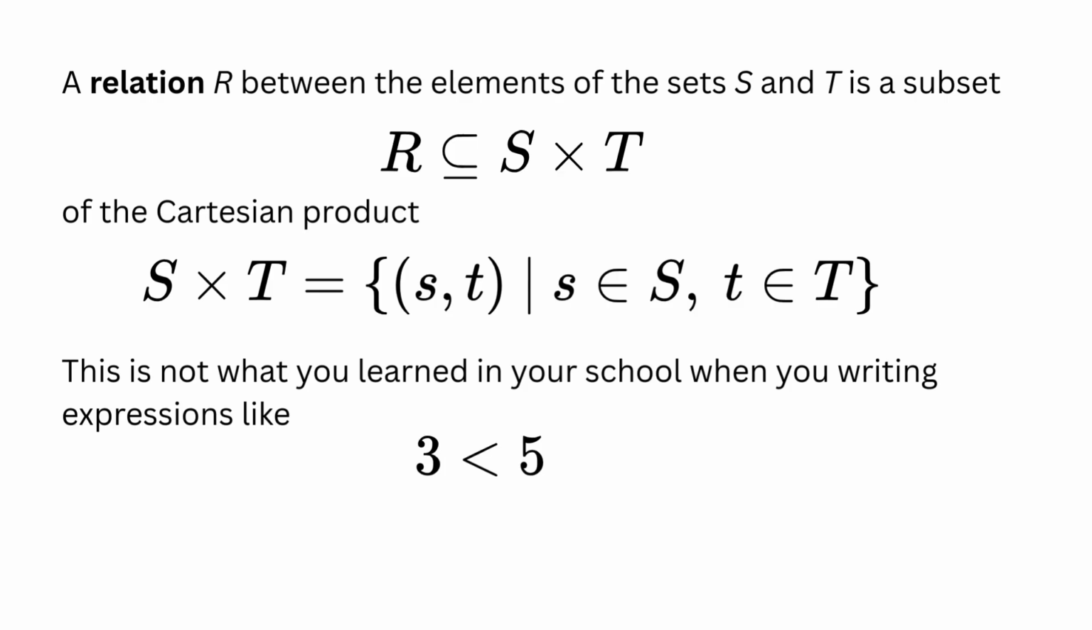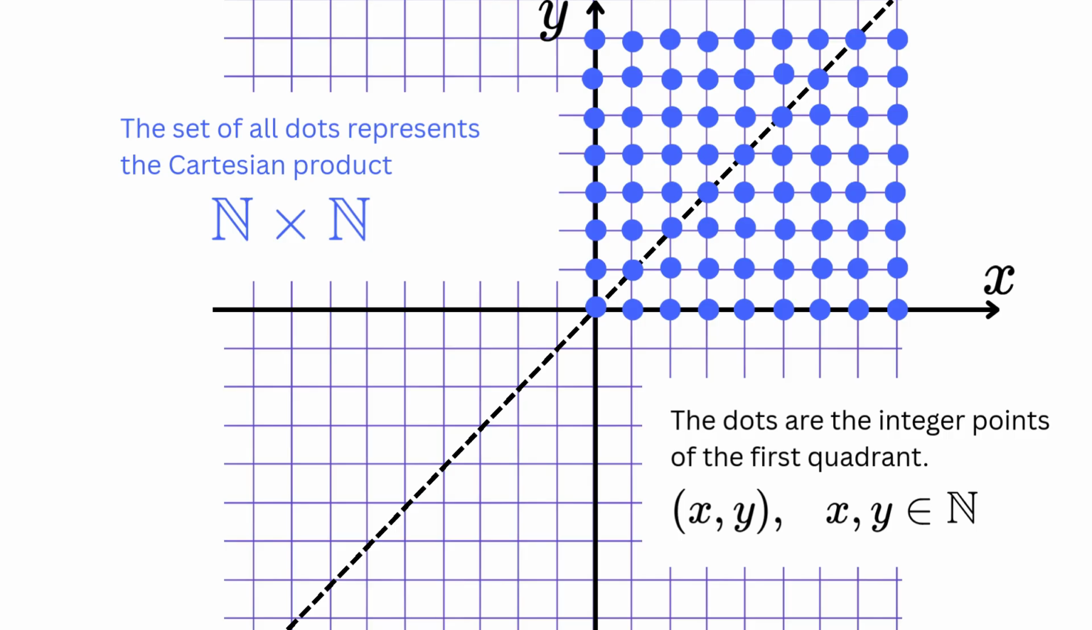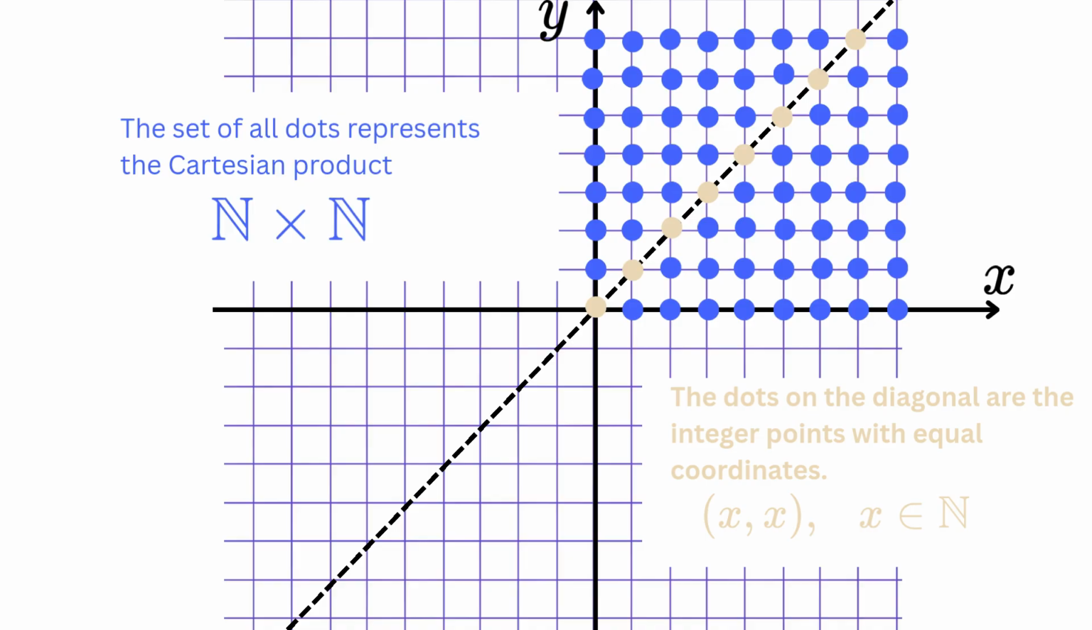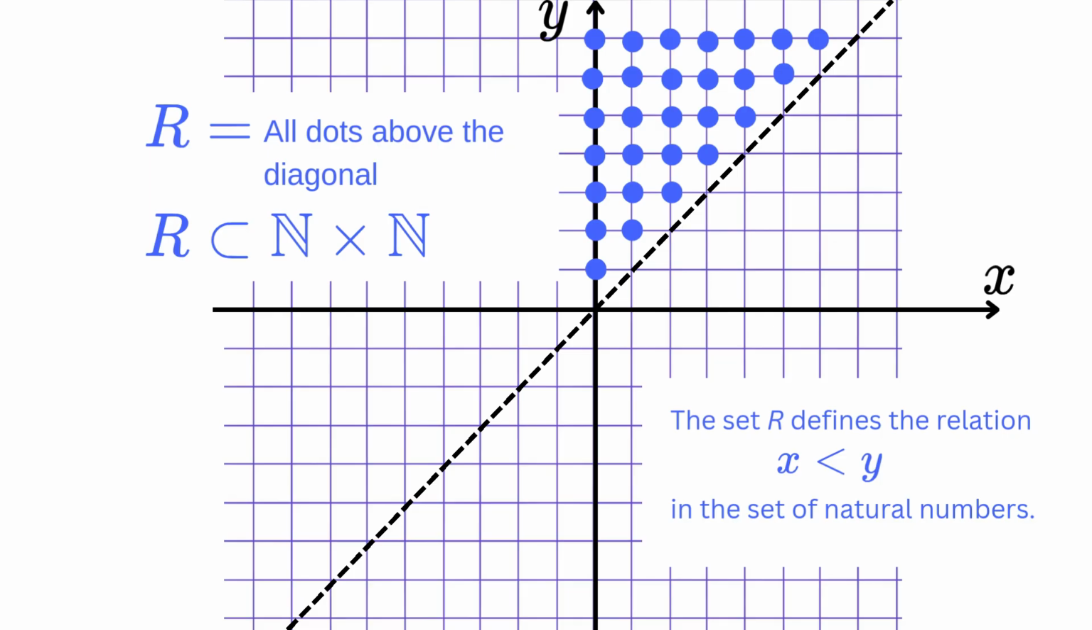But let's think for a moment. If you take the set of natural numbers N, the Cartesian product N times N contains all pairs (x, y) of natural numbers, which we represent as the integer points of the first quadrant when a coordinate system is introduced on the plane. The diagonal of the quadrant contains all points with equal coordinates. Hence, the subset of the Cartesian product N times N that contains all points above the diagonal defines the relation x strictly less than y for natural numbers.